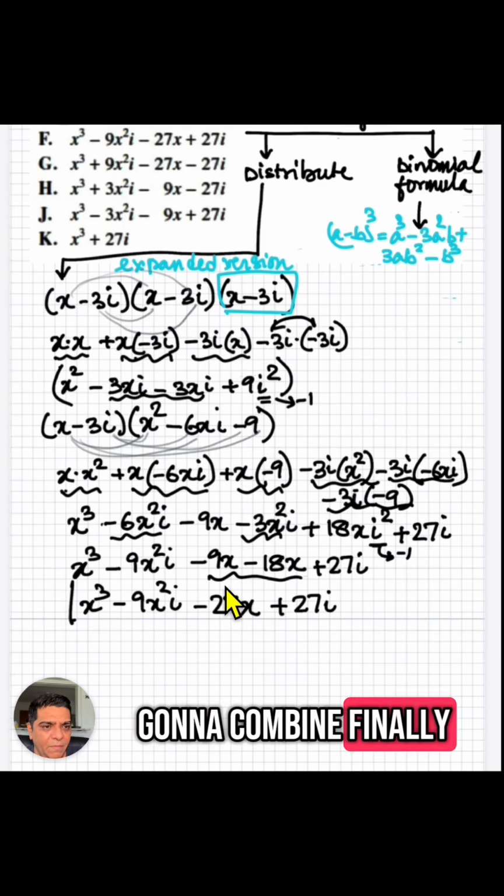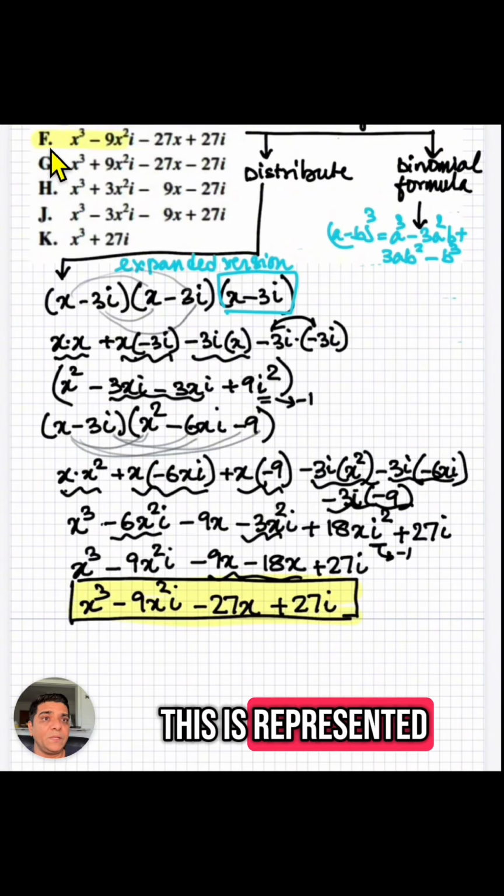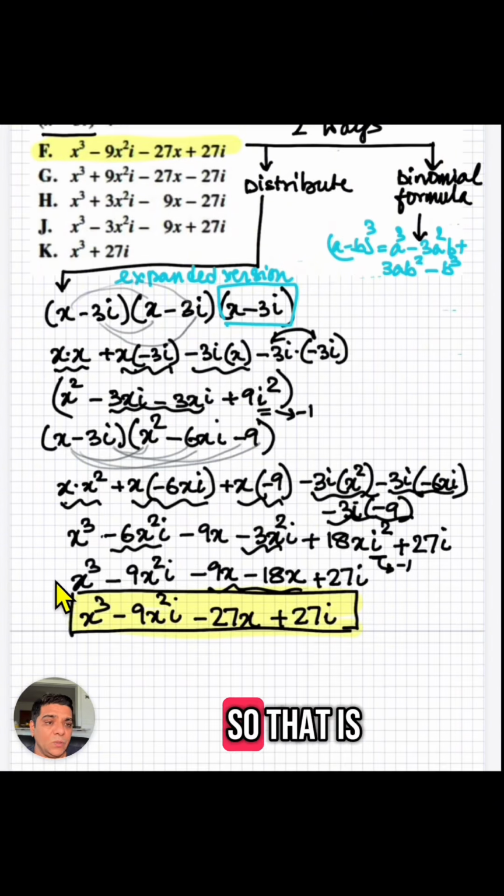Now I'm just going to combine finally the like terms here. That gives me negative 27x. So this is the final answer. This is represented in choice F right here. So that is going to be our final answer.